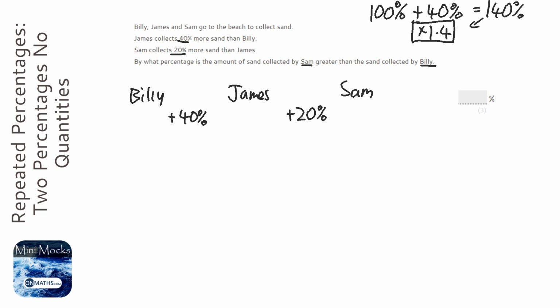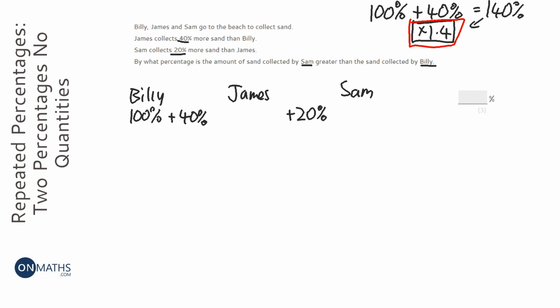Okay, now the obvious answer is 60. And if you write 60, unfortunately, you're not going to get the right answer. The way of doing this, as I said, is to understand multipliers. So, we imagine Billy starts off with 100%, and he's gone up by 40%.